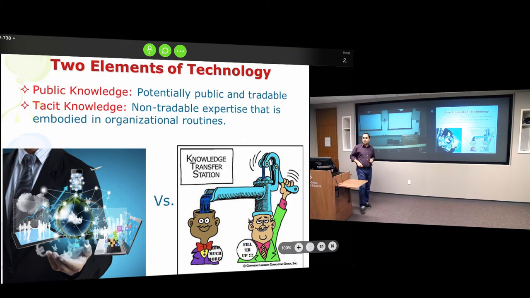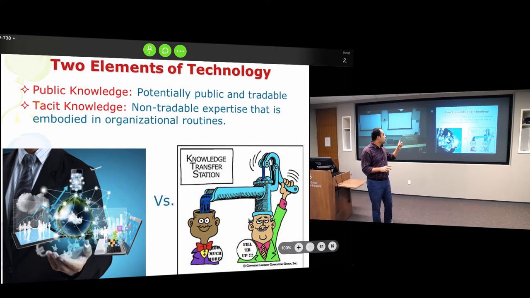So here are two elements of technology. Usually researchers, when they discuss technology, just talk about technology in terms of public knowledge. Like a computer can be tradable. When I make a computer, I can sell the computer and the computer is yours. So it's a kind of public knowledge. As long as you pay the price of it, you can use that technology. So public knowledge is potentially public and tradable. Like when you patent something, it's no more yours, but rather it becomes public. Everyone can reach that public resource.